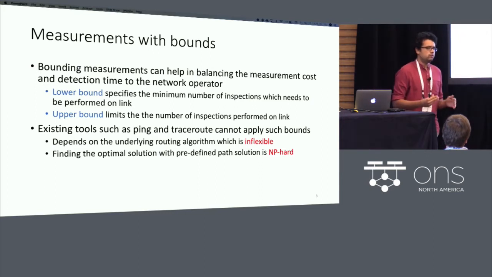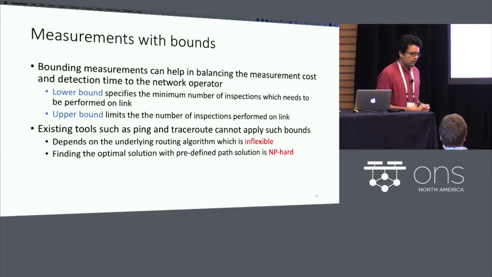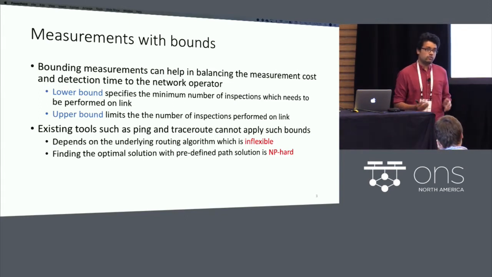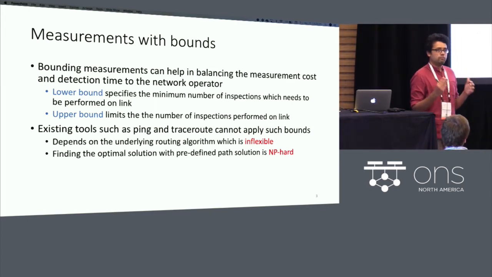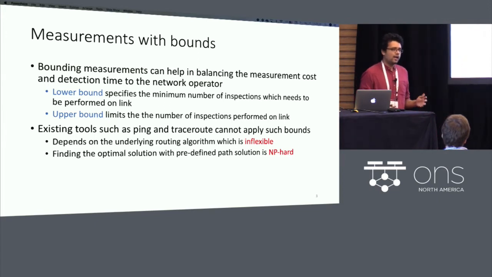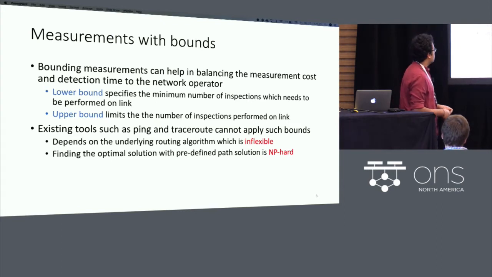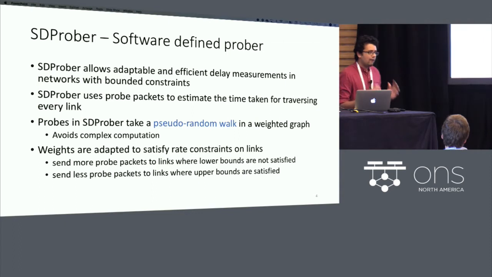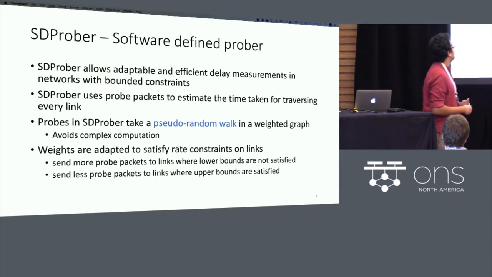Existing tools used for measurements, such as ping and traceroute, cannot apply such bounds. The main reason is that such tools depend upon the underlying routing algorithm, which is inflexible. So if it is required to find a set of paths which satisfy particular constraints, it's going to be extremely hard and also expensive in terms of the number of packets being sent. So we present software-defined prober, which allows adaptable and efficient delay measurements in networks with such bounded constraints.